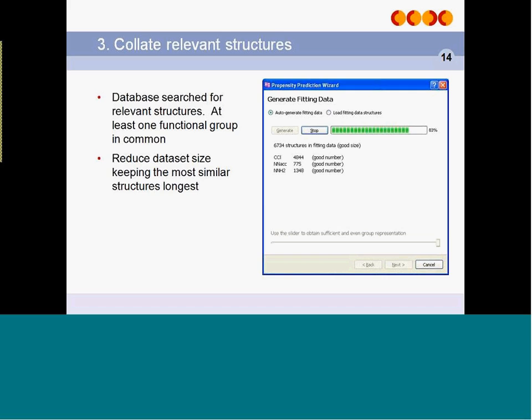And there's a really nice feature for the data set size reduction. Behind this slider down here at the bottom of the window is an algorithm which keeps the most similar structures to your target structure. That's where the functional groups in the data set molecules are most similar to the functional groups in the target molecule. It keeps those for longest. So although you end up with data set sizes of, say, 200 or 300 molecules, they are the most relevant molecules in the database to your structure, and so you end up with a highly predictive data set. And it might be small, but it's very predictive.